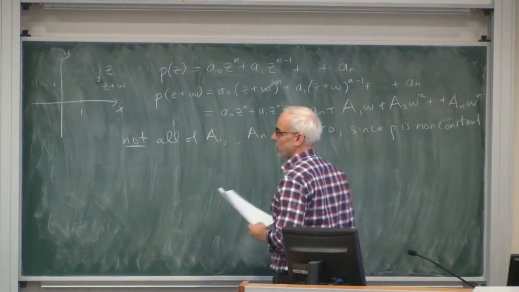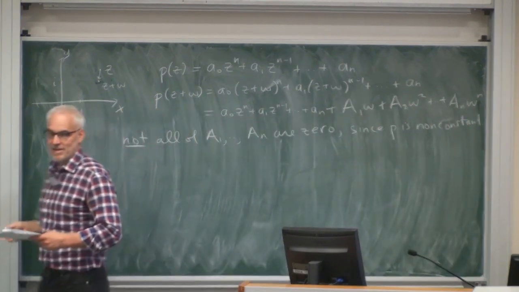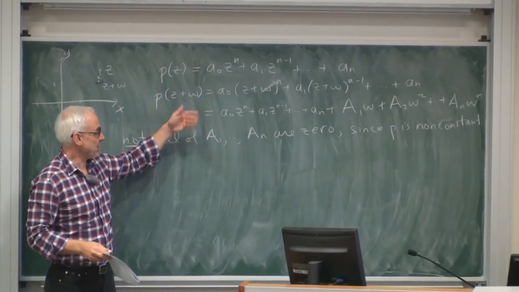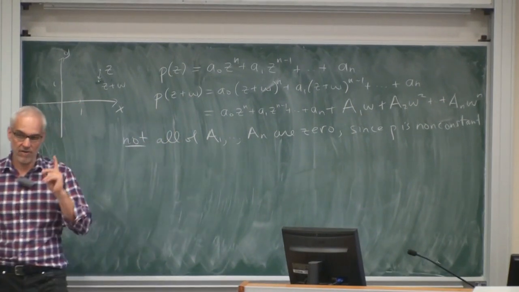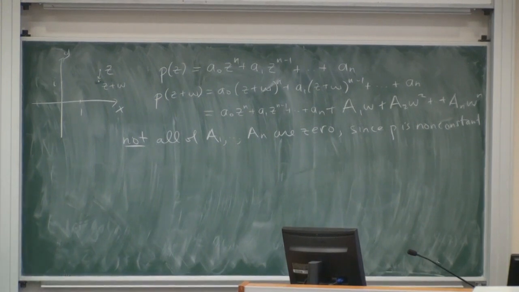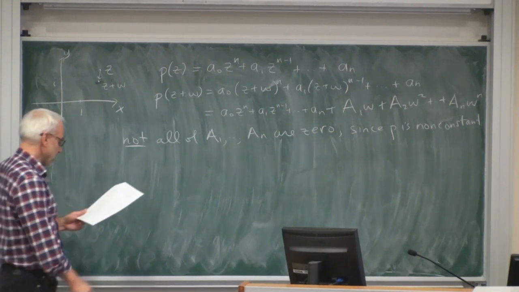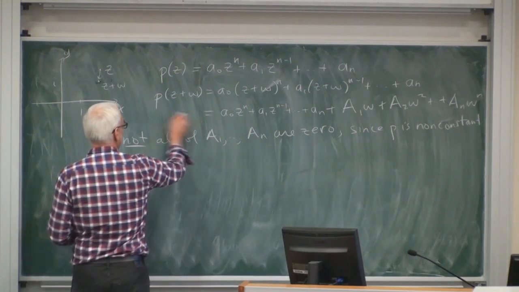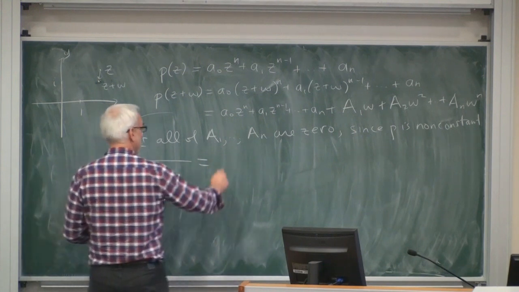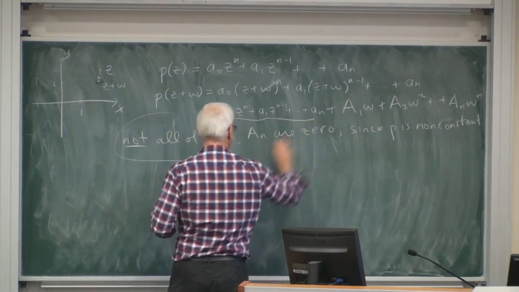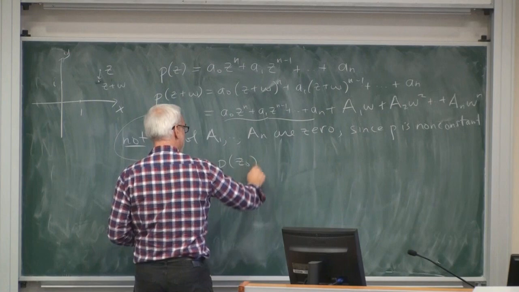If they were all 0, that means that the polynomial doesn't depend on w. It would be a constant polynomial, but we're assuming we have a non-constant polynomial. Otherwise, we can't get a 0 of it. All right, so what we then do is we rewrite this, where the first term is just p of z0.